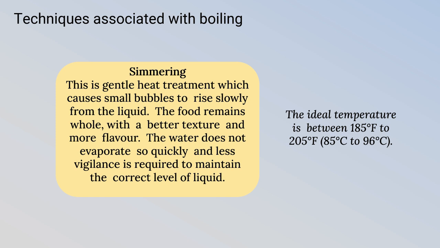What is the ideal temperature? The ideal temperature of simmering is 185 degrees Fahrenheit. If you remember, it was 212 degrees Fahrenheit for boiling. In this case, we require a lower temperature, 185 to 205 degrees Fahrenheit, and precisely in centigrade, it is 85 to 96 degrees Celsius. Remember the temperature, this is very, very important. Simmering temperature is below 100 degrees Celsius, 85 to 96 degrees Celsius.